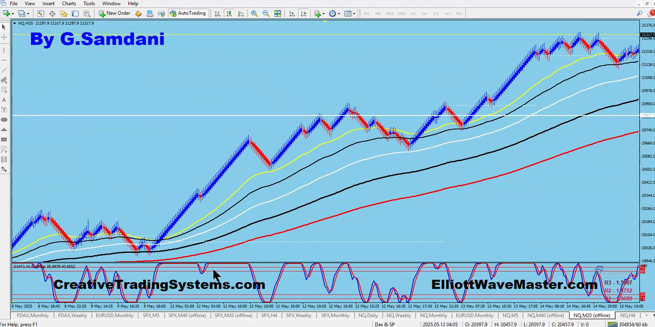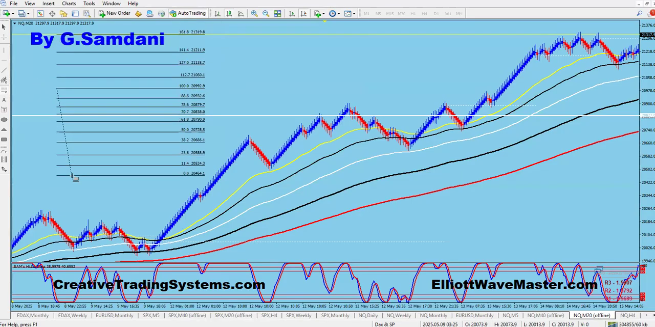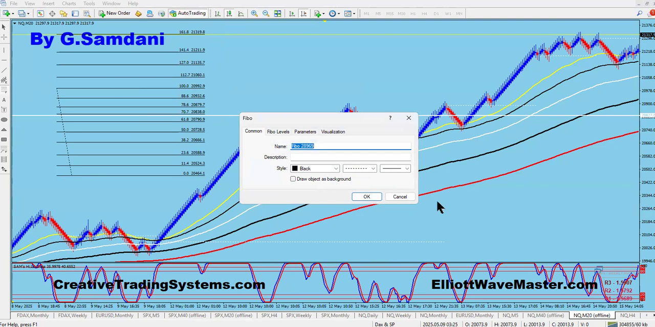Usually we have 2 different Fibonacci tools, right? So I'm going to go briefly over them. This one is a retracement, and it has all these numbers here, right?